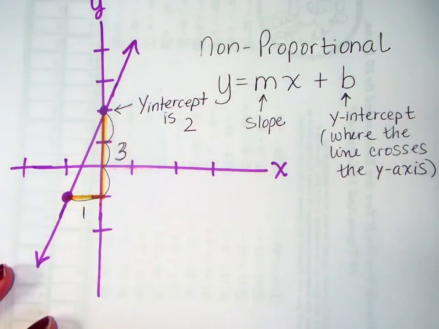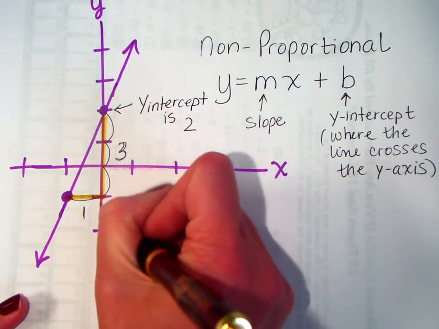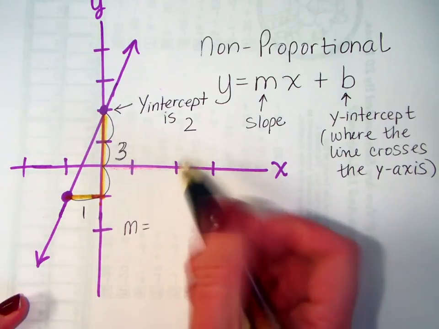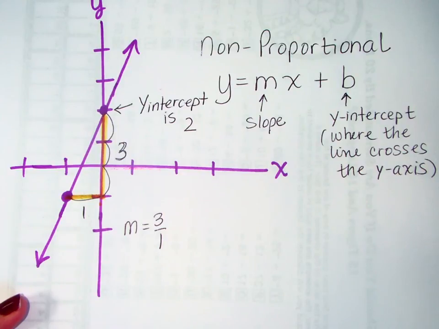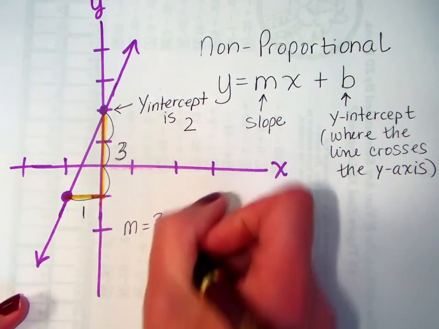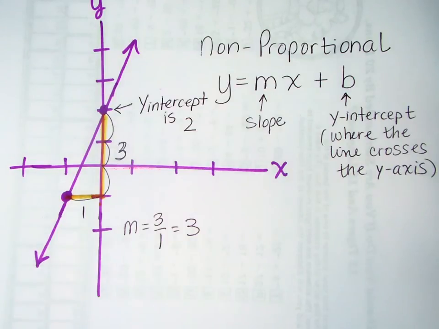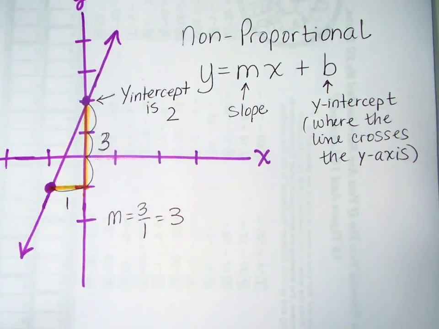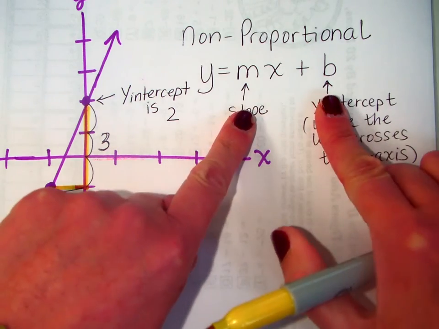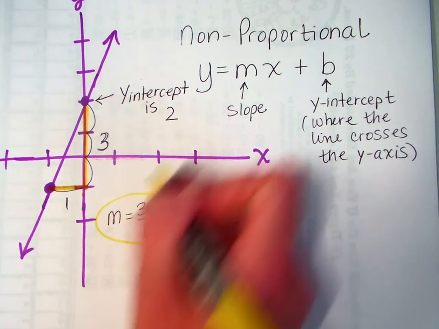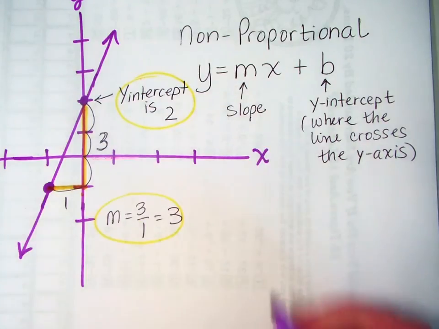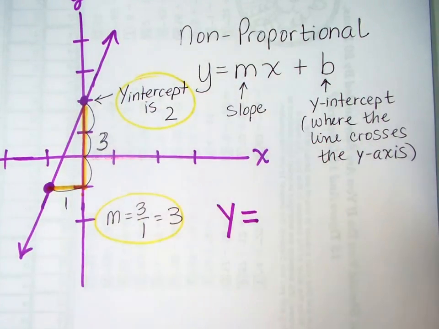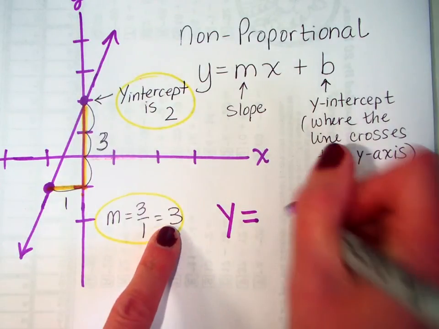So if we write out our slope, we can say the slope is rise over run. 3 over 1. Can we write that another way? Just 3. Yep. So we're going to take those two things, our slope and our y-intercept, put them together in our equation now. So if I follow that same format, it's going to be y equals our slope, 3x, and then plus 2.